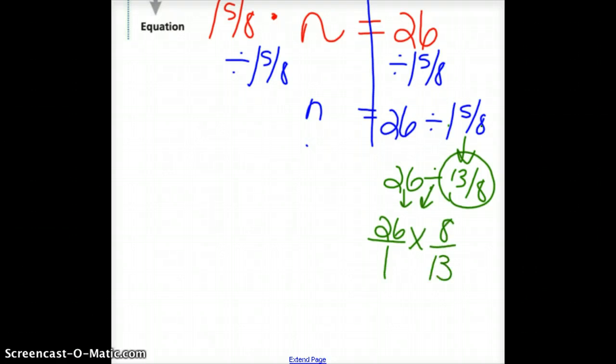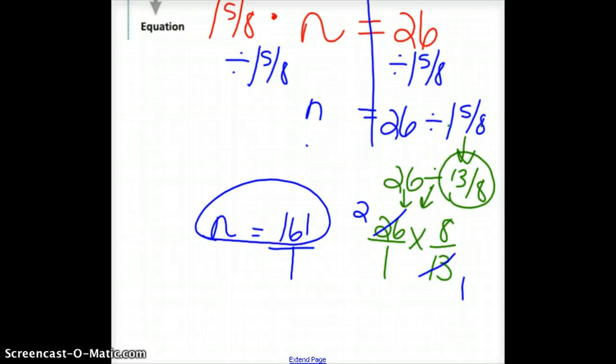I can simplify. 13 divided by 13 is 1. 26 divided by 13 is 2. 2 times 8 is 16. 1 times 1 is 1. My answer for number of books is 16.